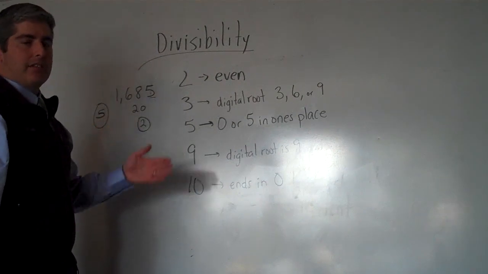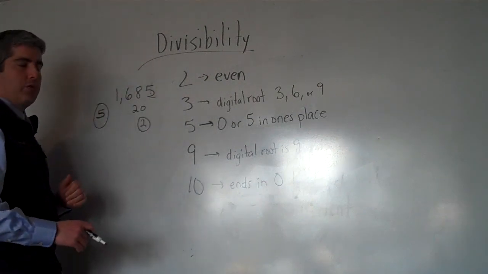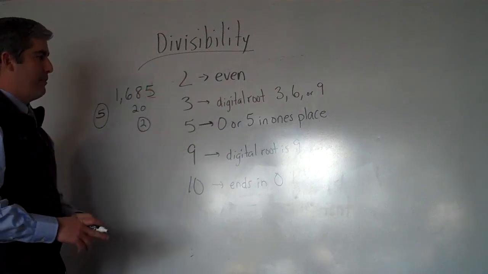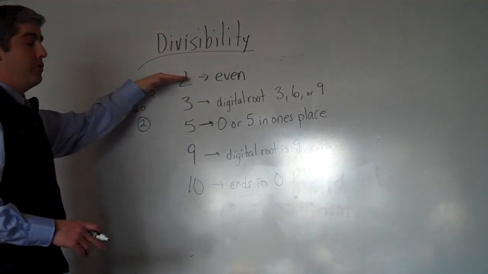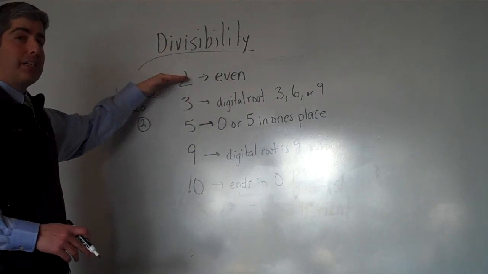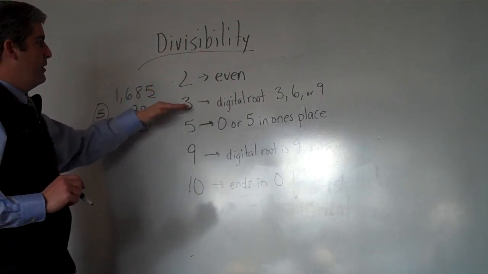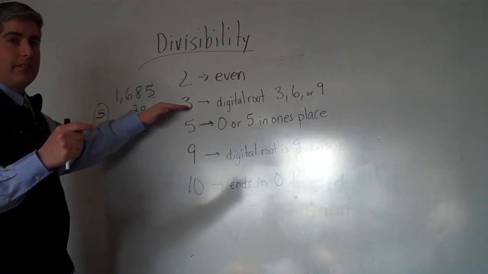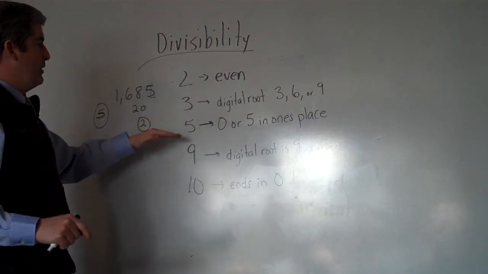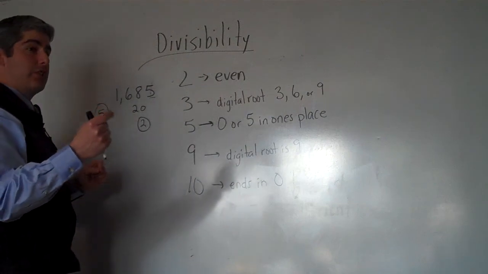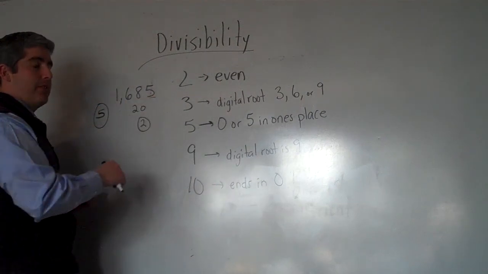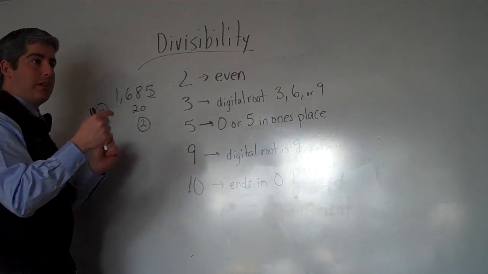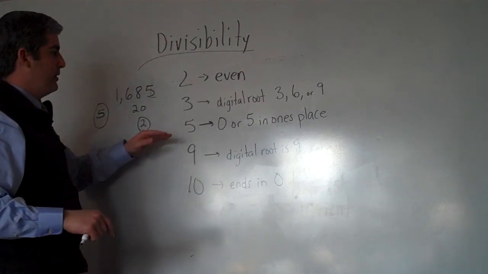In your homework tonight, you'll be doing things like this where you are deciding if it's divisible by these 5 numbers. Remember these steps. A number is divisible by 2 if it's an even number. For 3, if the digital root is 3, 6, or 9, then it's divisible by 3. And remember, to find the digital root, you keep adding up the digits of the number until you have a one-digit number.